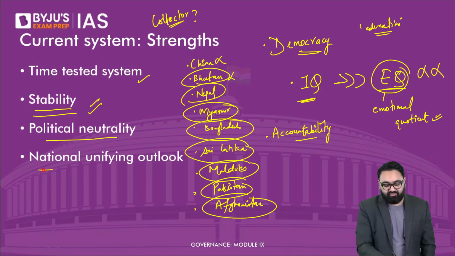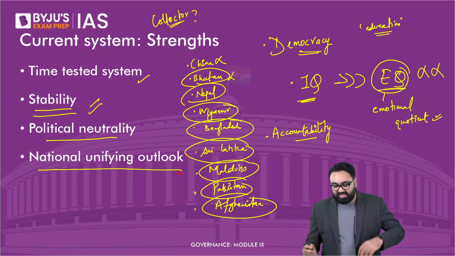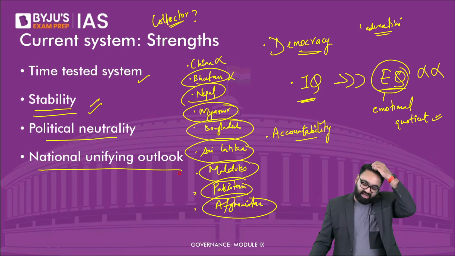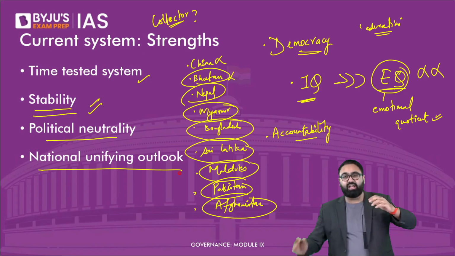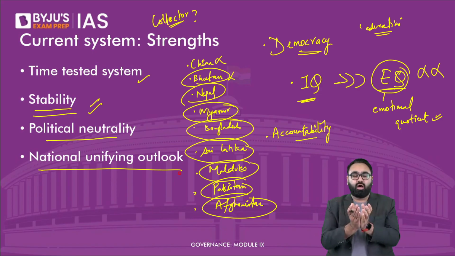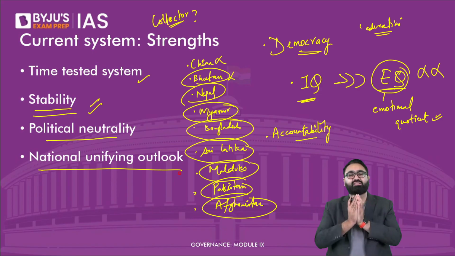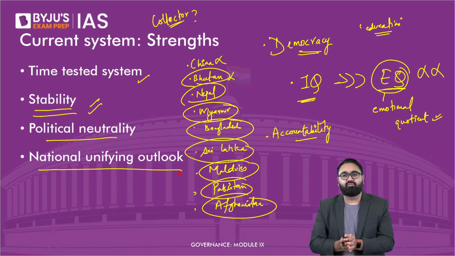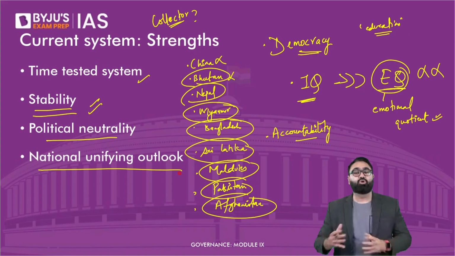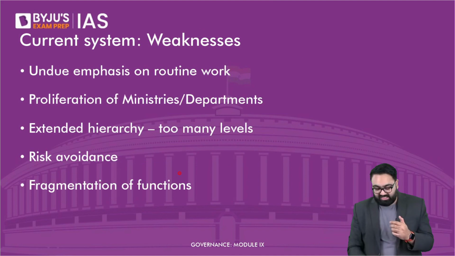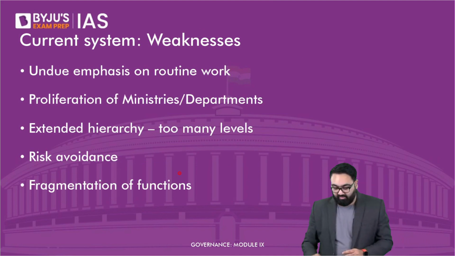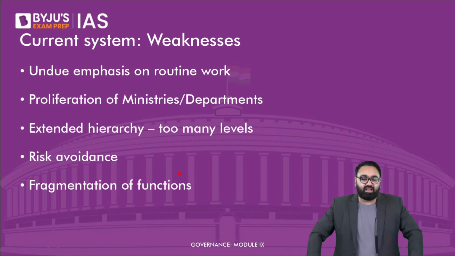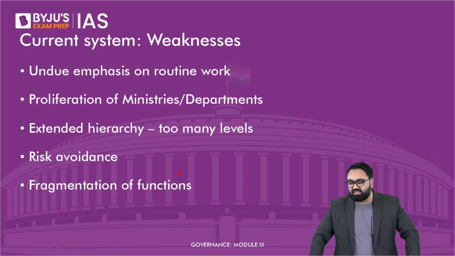which leads to a national unifying outlook. As I said, the IAS officers, how the IAS structure is, it leads to a unifying outlook. Rather than thinking from the point of view of one single state, the officers think from the point of view of the entire country to unify the entire country. These are the strengths of the current system that we have. However, it's not to say that we don't have weaknesses. There are still a lot of weaknesses in the existing system that we have.